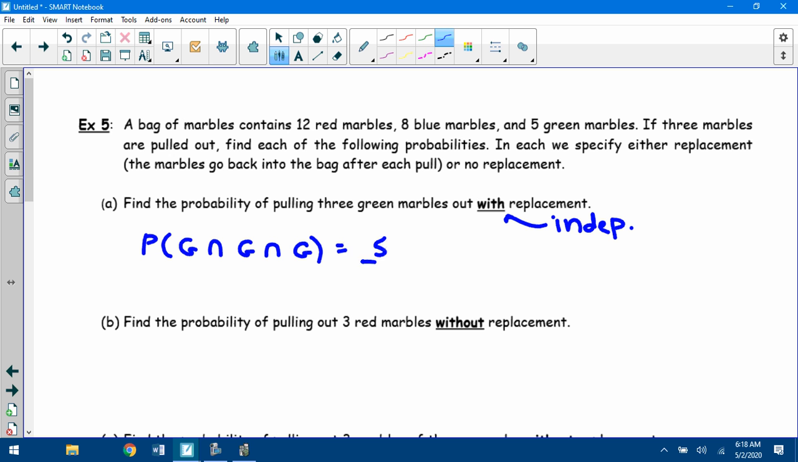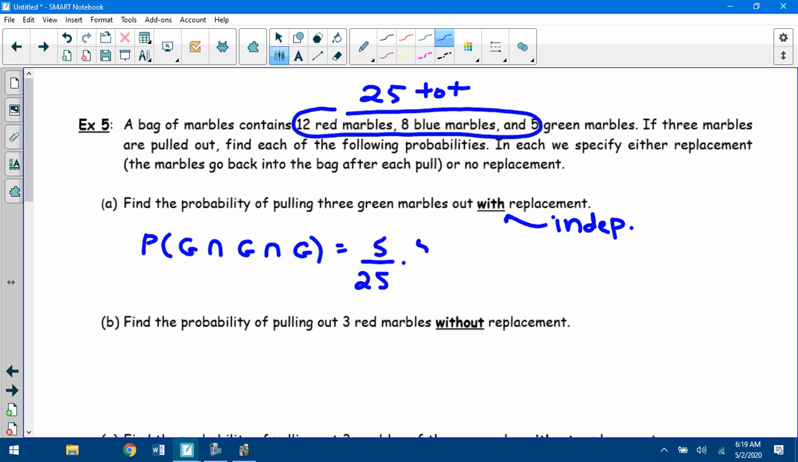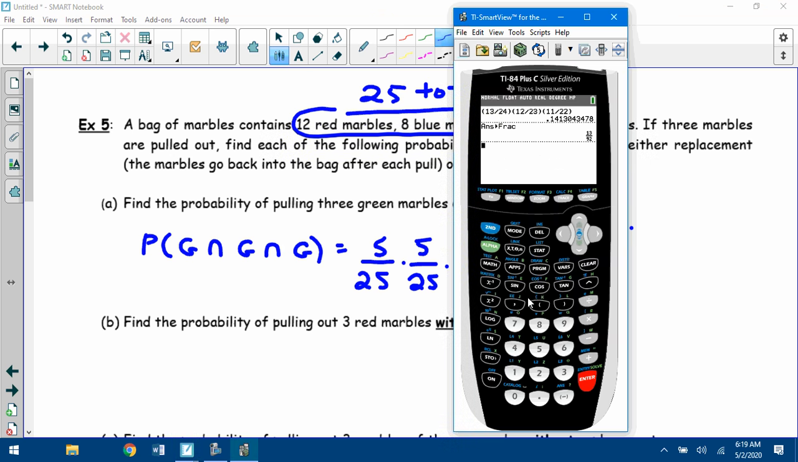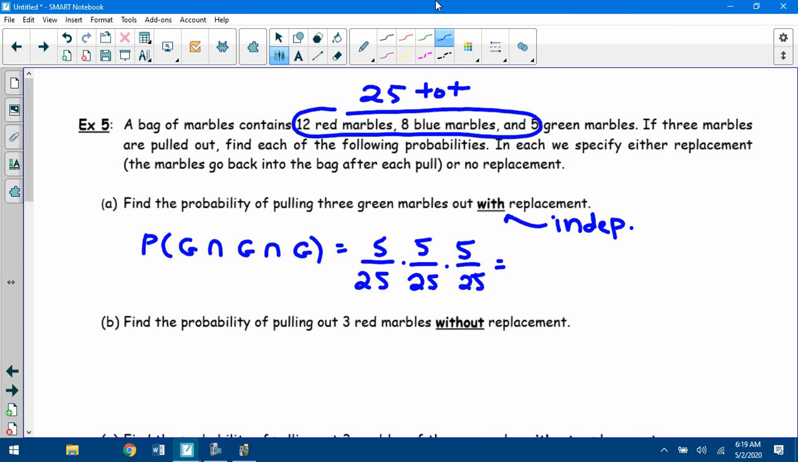So that's 5 out of, how many total marbles have we got here? 20 plus 5, so it's 25 total. So 5 out of 25 times 5 out of 25 times 5 out of 25. Easiest way to type that into your calculator is just 5 out of 25 cubed, and you get 0.008, which is the same as 1 over 125.